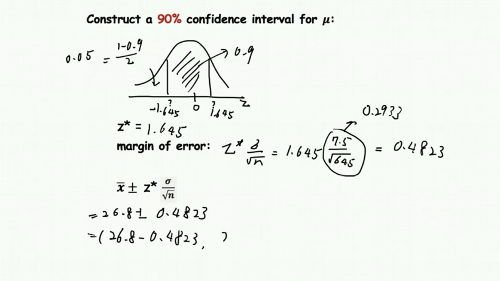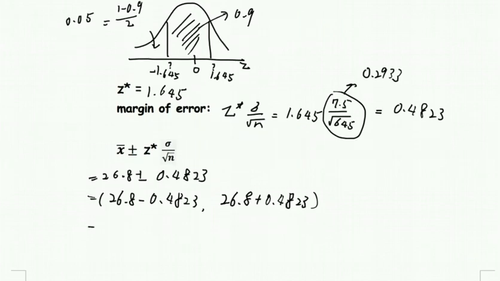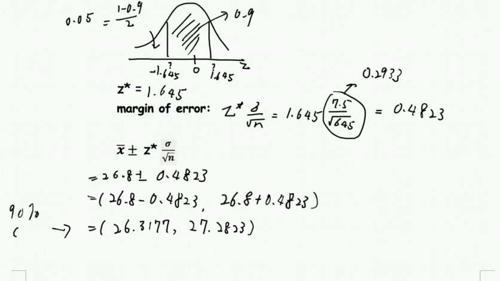That's the lower bound. And that's the upper bound. So that is your 90% confidence interval. So you are saying that mu lies between these two numbers.